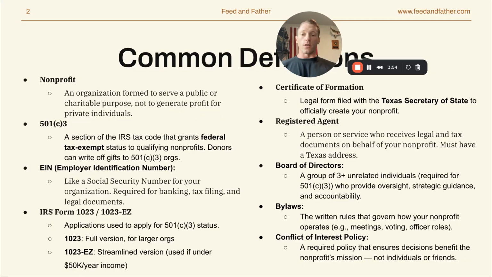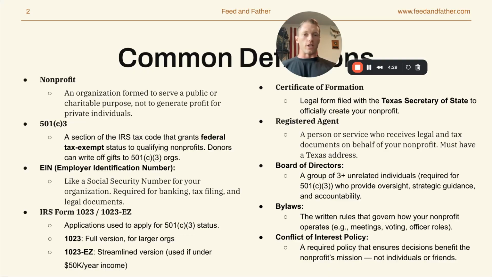IRS form 1023 or 1023EZ. So this is what I file for our nonprofit, is the EZ. We don't ever do anything over 50,000 a year. It's pretty small and precise. So if you end up going over 50,000, it's definitely recommended to get a CPA certified tax consultant to help you with your taxes. So it takes 2 seconds to file.